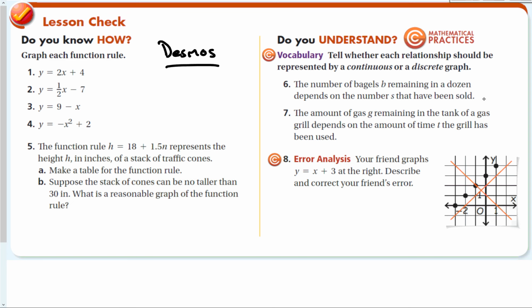Right? So it depends on the situation. So these two would be discrete. This one continuous. Your friend graphs x plus 3 on the right. The error is that he should have connected the dots. Because unless you have a real world situation where you can clearly see what's going on with the function, always graph as a line, always graph continuous. Okay? And that was 4-4, graphing a function rule.